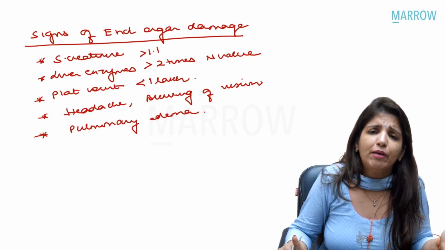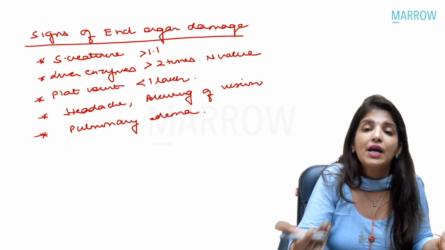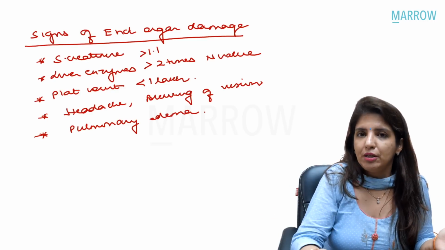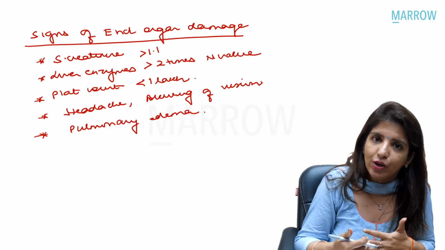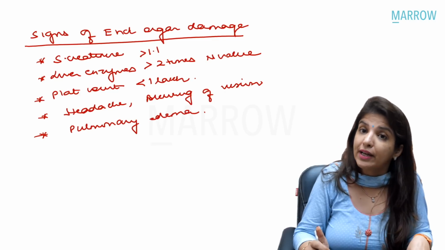Symptoms of headache and blurring of vision, which are visual symptoms, and symptoms of cerebral edema and pulmonary edema. Any of these, if present, we say are signs of end organ damage, and signs of end organ damage mean your patient is having preeclampsia.